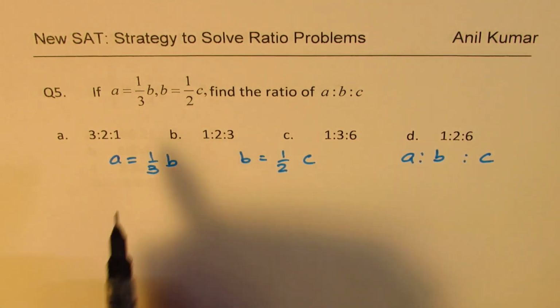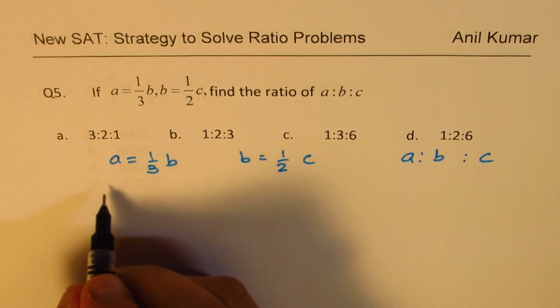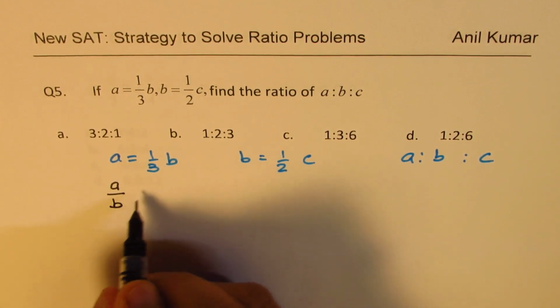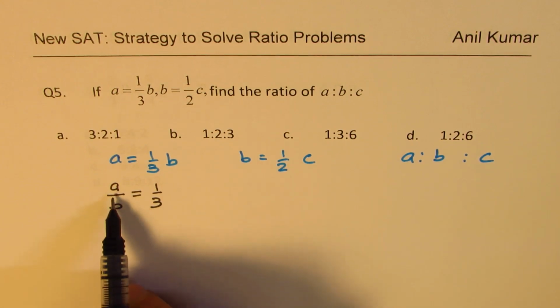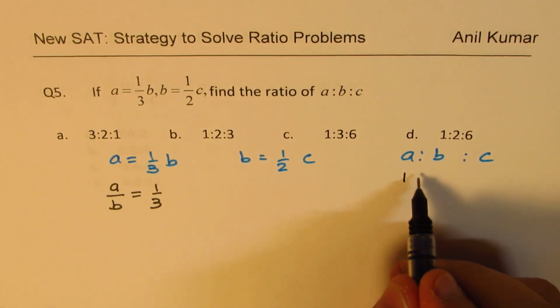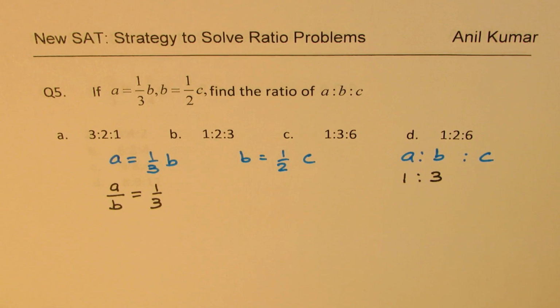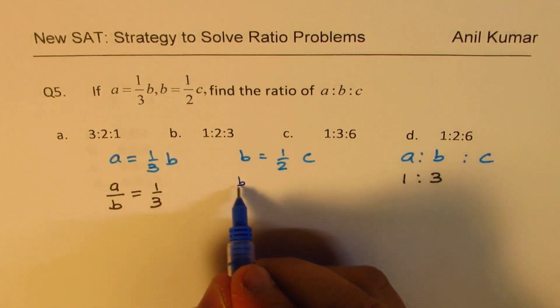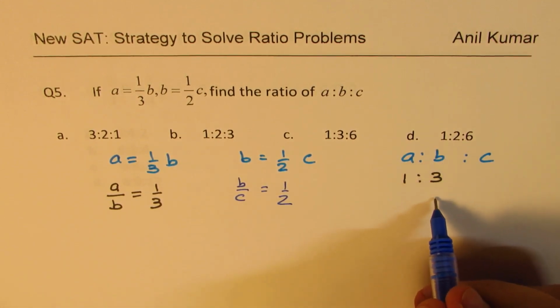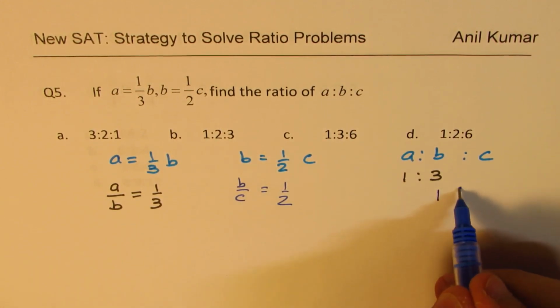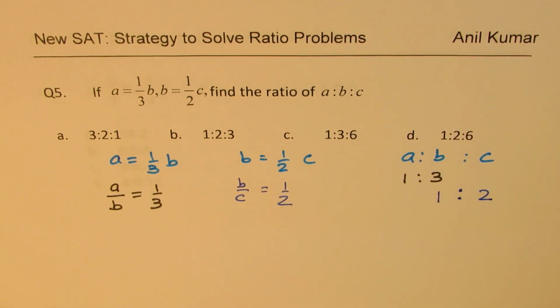Well, the strategy is simple. We have to divide A by B, right? So we divide A by B. We get this as 1 is to 3. And so we can say, well, A is to B is 1 is to 3. Does it make sense to you, right? Perfect. Now here, we'll divide B by C and we get half. So we get B is to C. So let me write here. B is to C is 1 is to 2. Correct? This is from here.